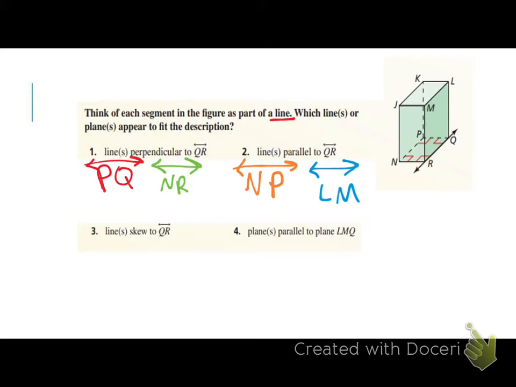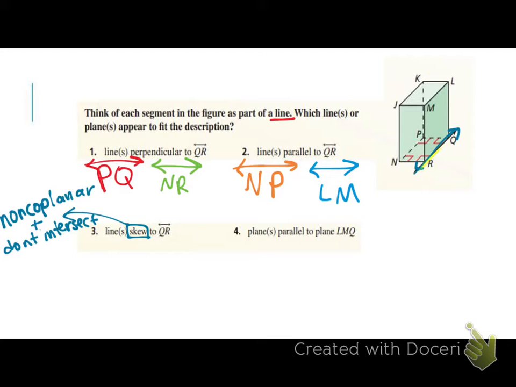All right, and then skew to QR. Before we start listing a bunch of answers, skew, are they going to be on the same plane? No, so non-coplanar. And then do they intersect? They don't intersect. So what would be helpful is to figure out what part of the box QR is a part of.